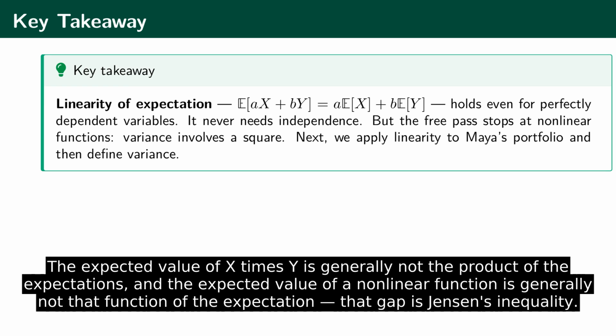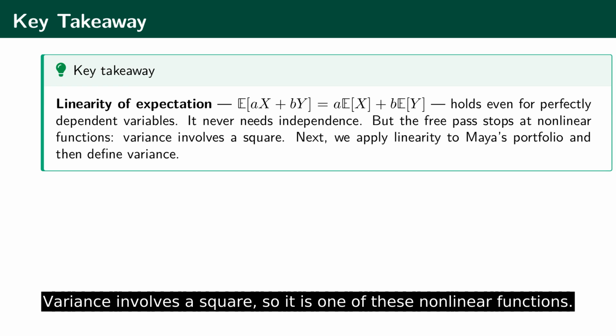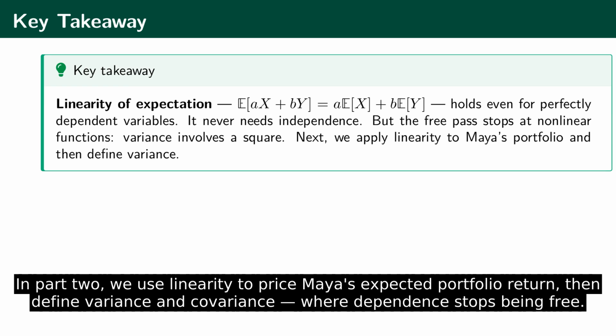Variance involves a square, so it is one of these nonlinear functions. In part 2, we use linearity to price Maya's expected portfolio return, then define variance and covariance, where dependence stops being free.